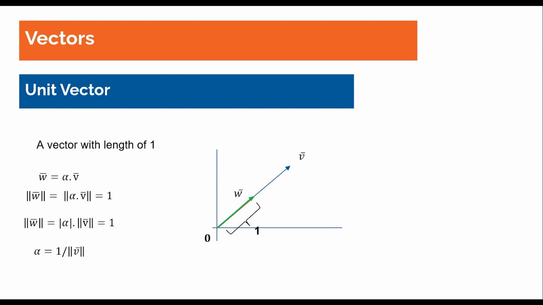Substituting this in the first equation, we have reached a formula to compute the unit vector corresponding to an arbitrary vector. So to compute the unit vector, we just divide each entry of a vector by the length of that vector. In two-dimensional space, all unit vectors lie on the unit circle. And in three-dimensional space, all unit vectors lie on the unit sphere.